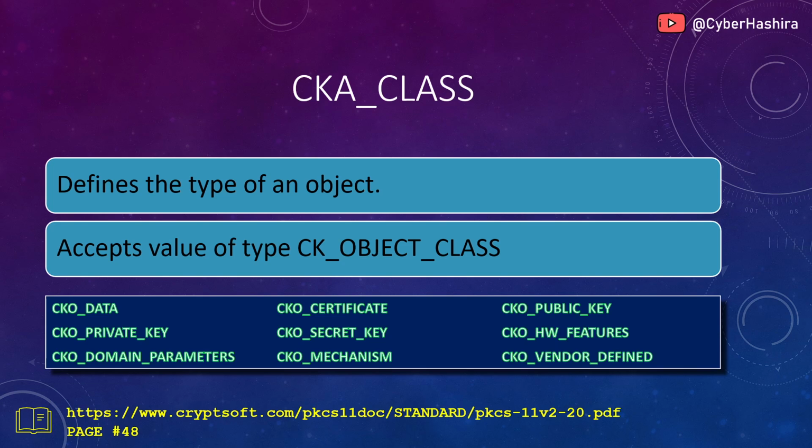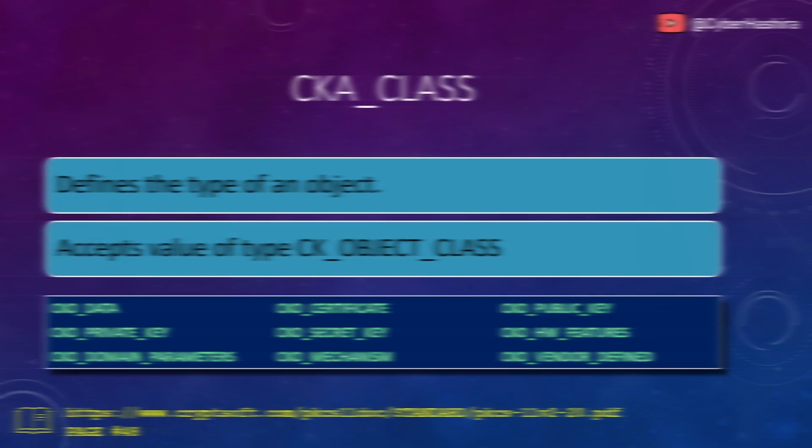An AES key would be of type CKO secret key because it's a secret key. An RSA key pair would have two objects, a public key and a private key, and they will be of type CKO private key and CKO public key. There will be a video soon where I will dive into more details about these objects.